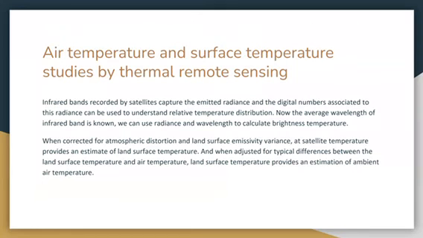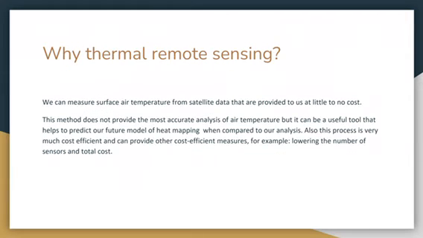Next slide. Our third solution is to use satellite data that collects surface temperature to predict air temperature based on an index known as brightness temperature. Next. We are provided with this data from satellite at little to no cost. This way of estimating air temperature is biased and may provide less accurate heat models, but this method can be useful from time to time.